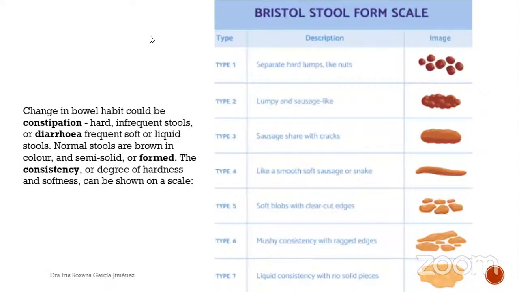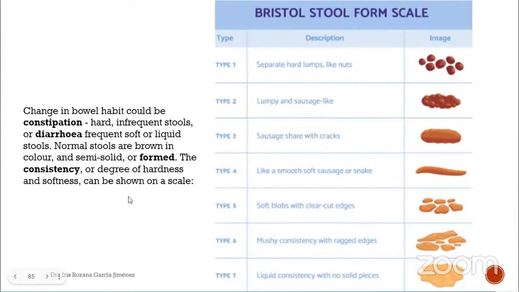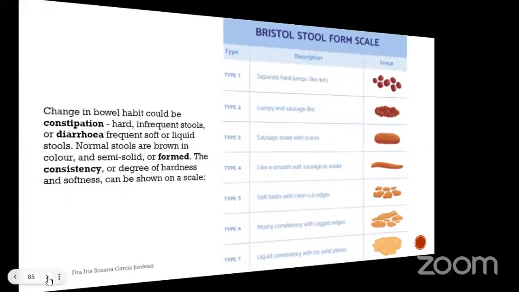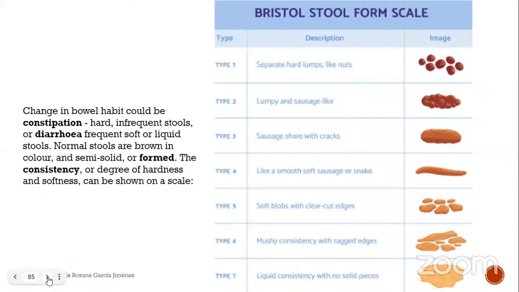Of course, in medicine, we have lots of scales, a lot for everything. And talking about feces is not an exception. We have the Bristol stool form scale. Stool is the medical term, the proper term to talk about feces, to talk about this situation, right? Patients could talk to us and tell us, I have yellow feces, okay? Patient has yellow stools, okay?